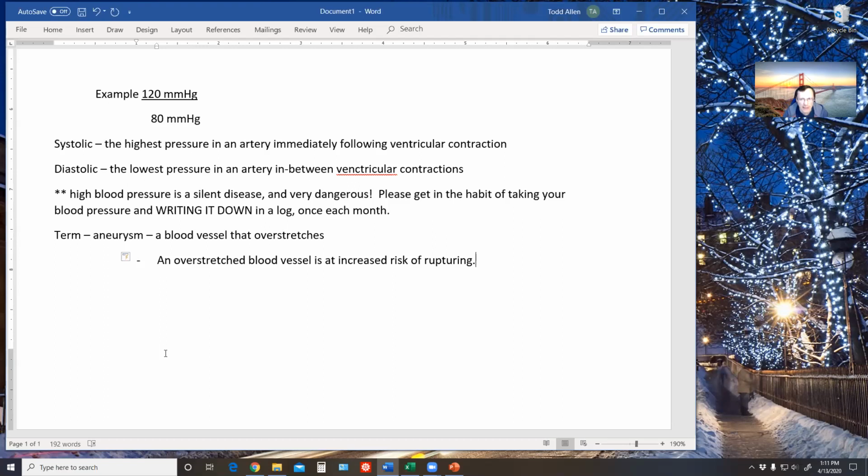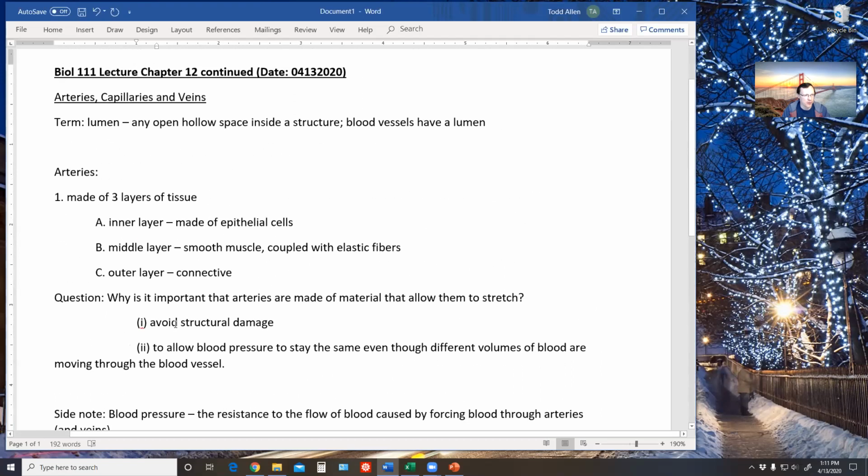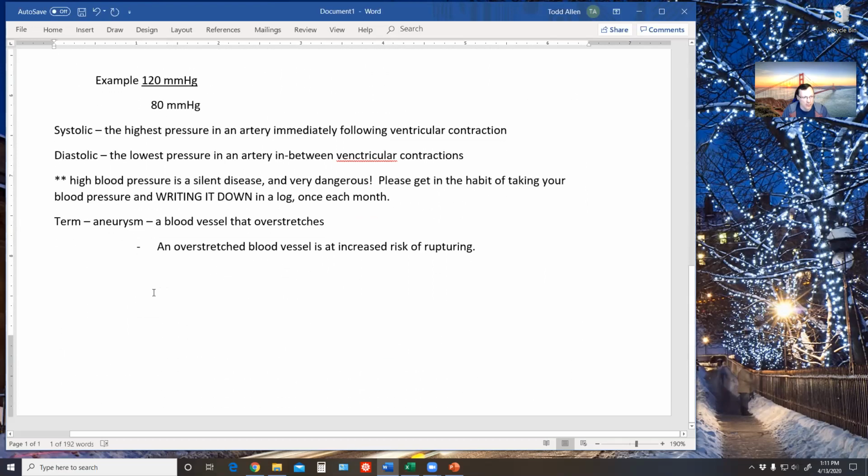All righty. Feel free to type things into the chat window or unmute your microphone. Okay, so let's get back to our primary conversation. We were talking about arteries. Now let me talk about veins a little bit.